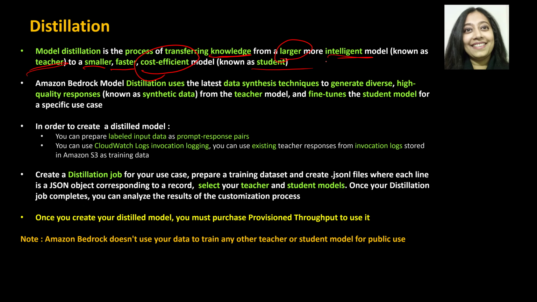Now, you will ask, why would somebody want to do something like this? I already have a model. It is intelligent. It is trained. It's doing a good job. Why would I want to do something like this? Why would I want to transfer knowledge from my larger intelligent model to a smaller, faster, cost-efficient model?